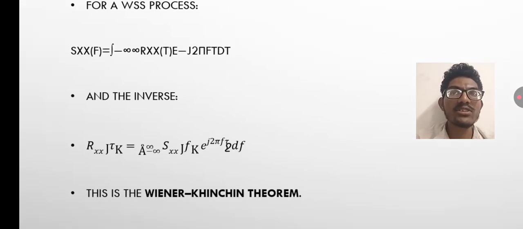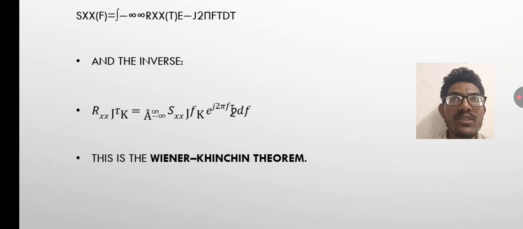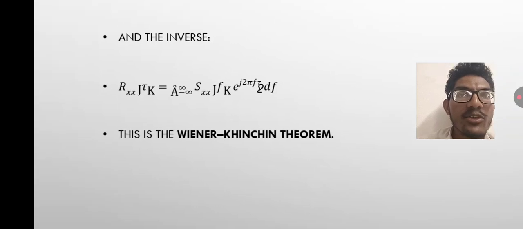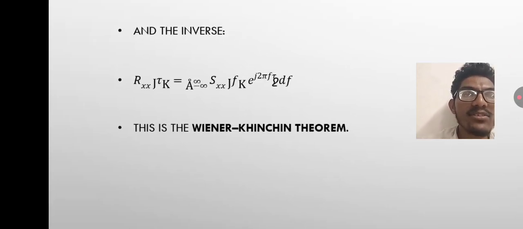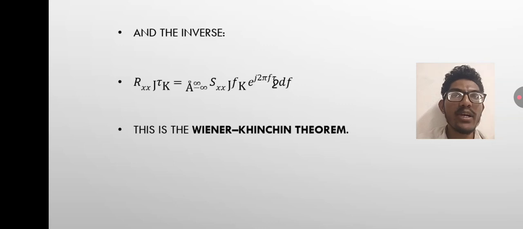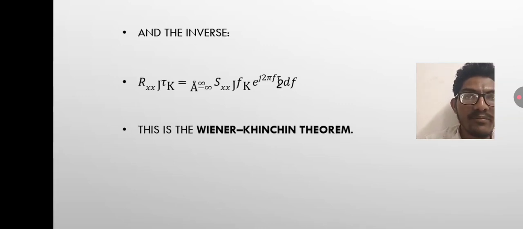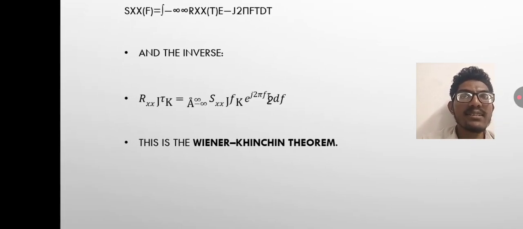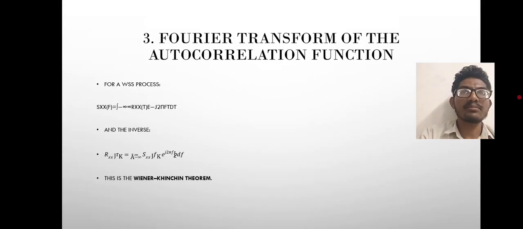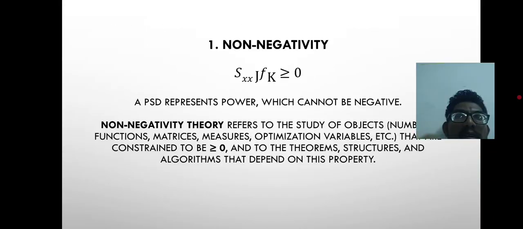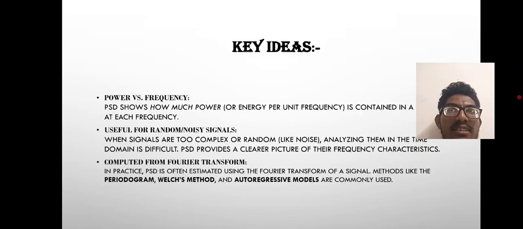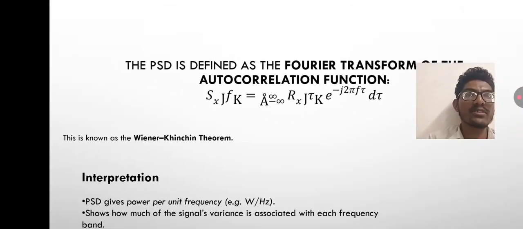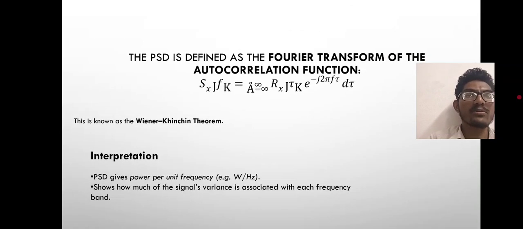And the inverse of that process is Rxx of tau. It means the autocorrelation function equals the integral from minus infinity to infinity of Sxx of f times e to the power j 2 pi f t df. Mainly, this relation for the power spectral density is also known as the Wiener-Khinchin theorem. Here this is the formula for the Fourier transform of the autocorrelation function. This is also one of the properties of the power spectral density.